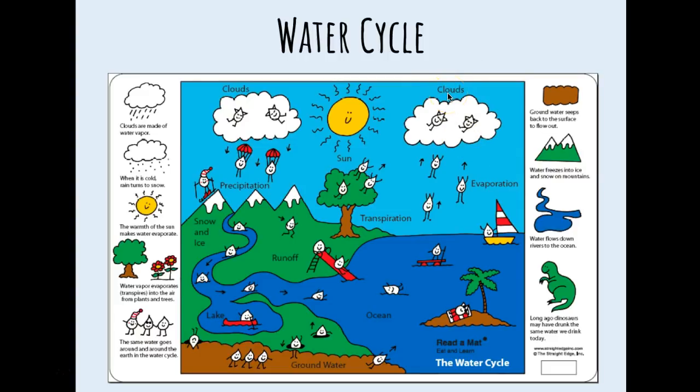And in order for clouds to form, the water vapor, the water that has evaporated, will have to cool down around condensation nuclei, which is just basically dust and dirt that are in the atmosphere. So when that water cools down around the condensation nuclei, then it will form clouds. So that's condensation that is occurring.